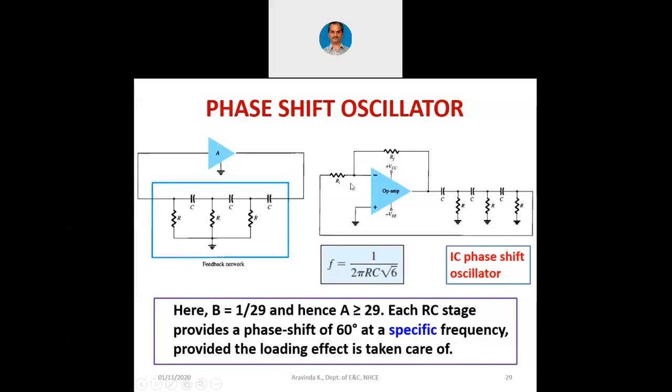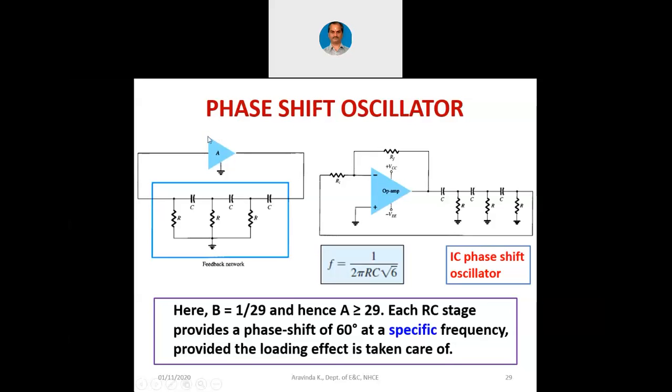Why do we need this Rf and Ri? Because ideally, the op-amp's voltage gain is infinity, the op-amp's input impedance is infinity, and the output impedance is 0. An operational amplifier is almost ideal compared to a normal amplifier.